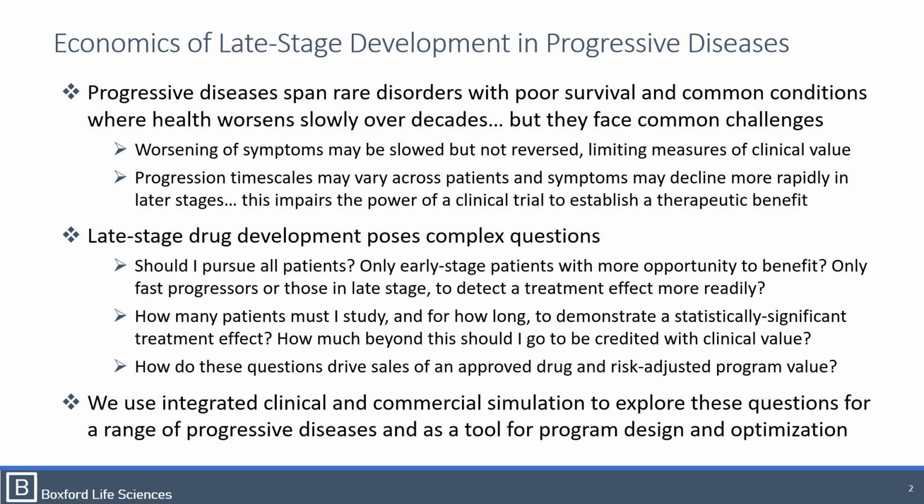These then pose several significant design questions when you're entering a late stage of development. Should I pursue all patients or only early stage patients who have more opportunity to benefit? Should I narrow down to just fast progressors or those in late stage disease where I can detect a treatment effect more readily? How many patients do I need to study and for how long in order to have a statistically significant treatment effect? And how much beyond that should I go to be credited with clinical value by payers and physicians? All of these questions then end up impacting the sales of an approved drug and risk-adjusted program value.